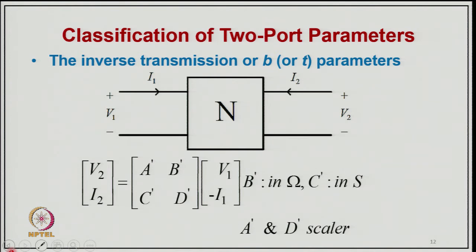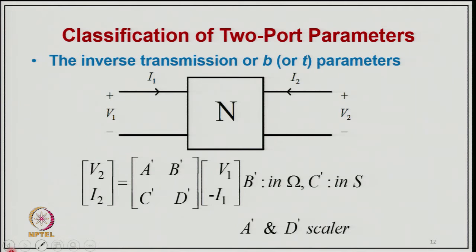Then there is a sixth set of parameters, we call it inverse transmission parameters, or we normally call it T dash parameters, and these are again defined with V 2 and I 2, because that was V 1 and I 1, this is V 2 and I 2 in terms of V 1 and minus I 1, and these parameters of course are inverse. So, they call it A 1 dash, B 1 dash, C 1 dash, D 1 dash, and here you will find B 1 dash in ohms, that is impedance, and C 1 dash is in Siemens, that is admittance, and A dash and D dash are the scalars, in the sense they are also gains, or you can call it the ratio of two variables, either voltage or currents.